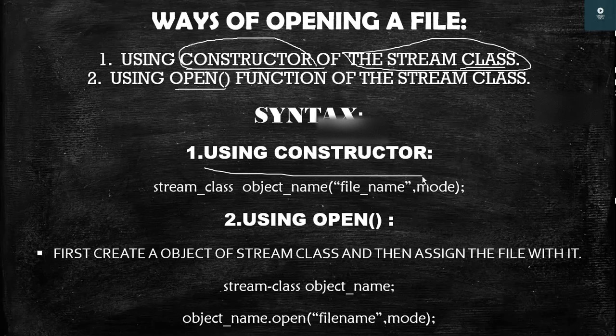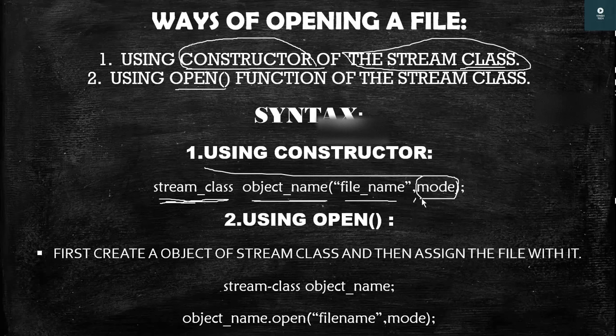First I'll show you the syntax for opening a file using a constructor. The first thing is to write the stream class. It can be OFStream or IFStream or FStream, and then give a space and write the object name. Now this object name can be anything, but it must be a valid identifier name. I hope you know the rules for identifiers. Just write a valid identifier, don't use a keyword here, and then inside the brackets write the file name inside two inverted commas. Write the file name here, give a comma afterwards, and then write the mode.